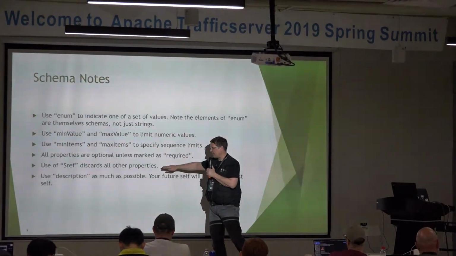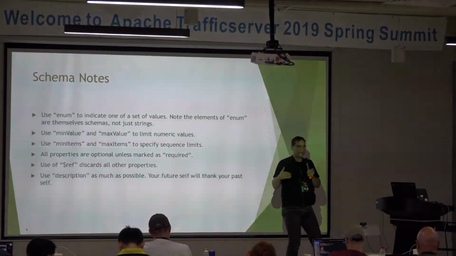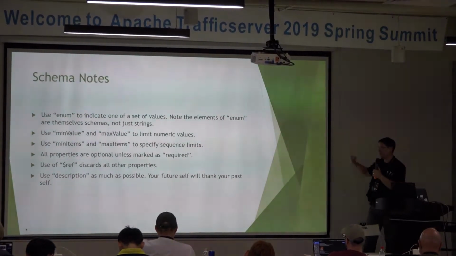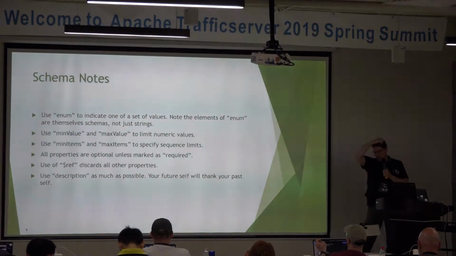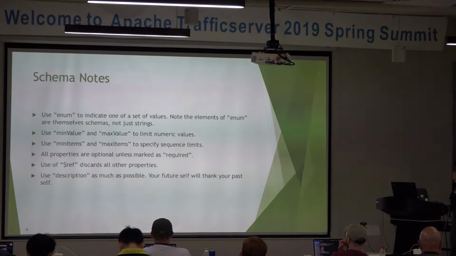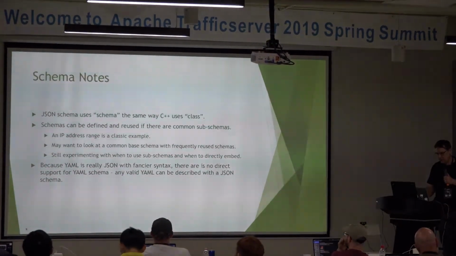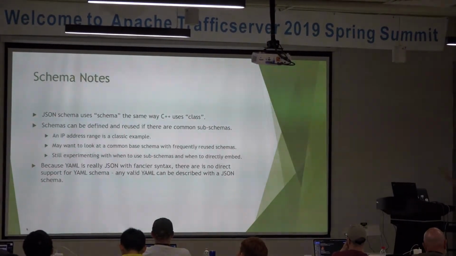But to simplify things, and it's clear to me why they did this, if you use a ref, then no other local properties have any validity. It says everything about this is in this other place. That avoids issues. The ref always takes precedence. And use description. You'll thank yourself later on when you're looking through your schema and saying, what the heck did I mean this to do? JSON uses schema the way C++ uses class. You can nest these.